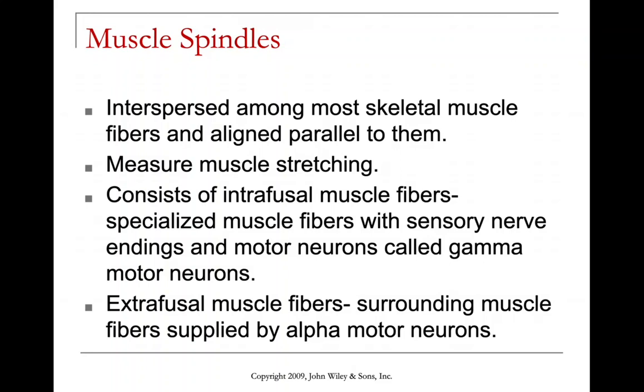So muscle spindles are interspersed among most of the skeletal muscle fibers and aligned parallel to them. They measure muscle stretching. They consist of intrafusal muscle fibers, which are specialized muscle fibers with sensory nerve endings and motor neurons called gamma motor neurons. Extrafusal muscle fibers surround the intrafusal fibers, and they're supplied by alpha motor neurons.